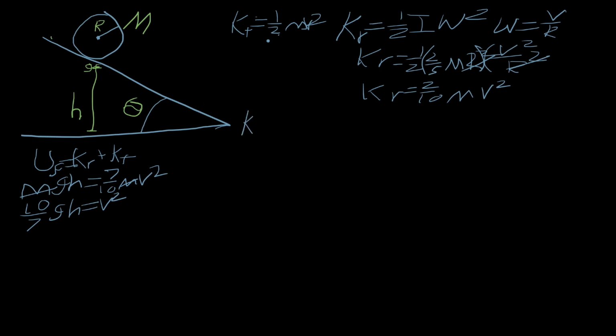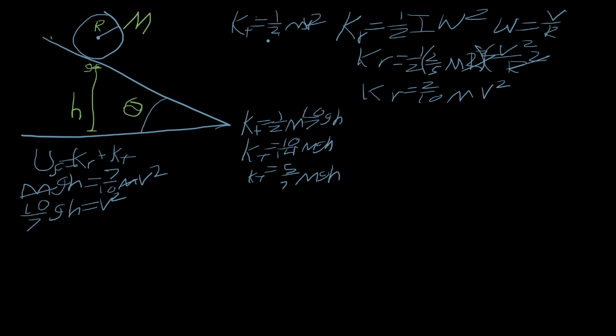So we're going to write the translational kinetic energy is equal to 1/2 mass times 10/7 gh. And now we just need to simplify, so it should look something like this: mgh, and then we'll simplify one more time to get a clean answer. So we're going to divide these by 2, right? So it's going to be 5/7 mgh.